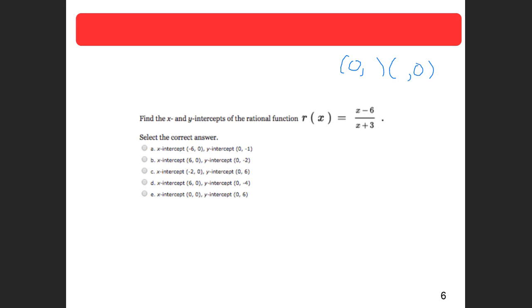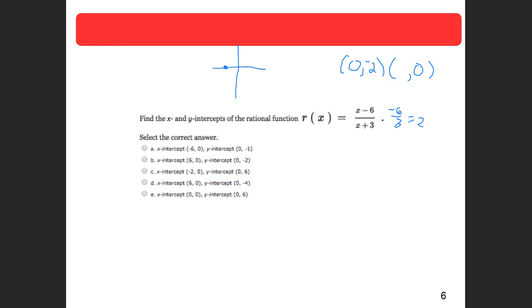Okay, so this one's the easiest. You just put 0 in here. So what am I left with? I'm left with -6/3 or -2. So if I was going to graph this out at 0, -2, that is my x-intercept.